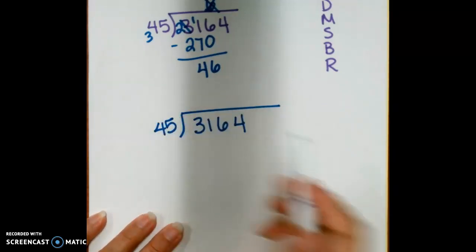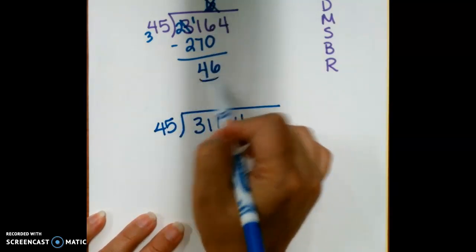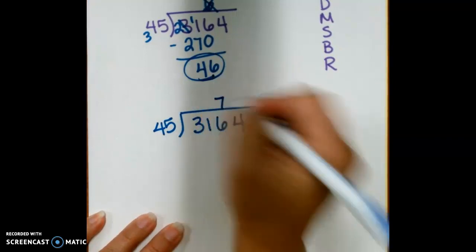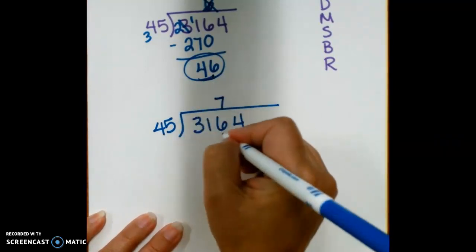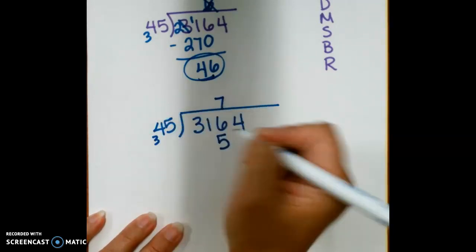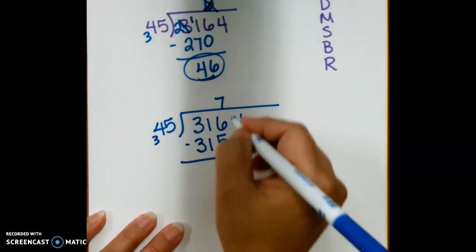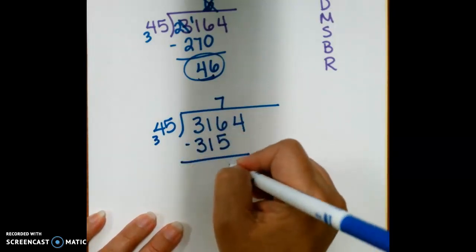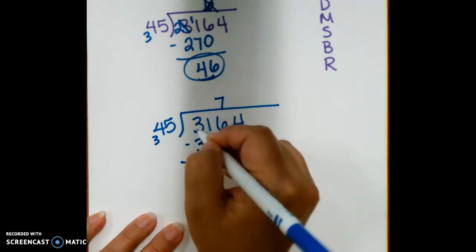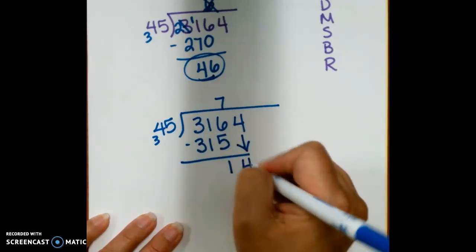So now, 6 is too small because this is 46, so I'm going to try 7. 7 times 5 is 35, and 7 times 4 is 28, plus 3 is 31. Now when I subtract, 6 minus 5 is 1, 1 minus 1 is 0, 3 minus 3 is 0, and then I bring down my 14.